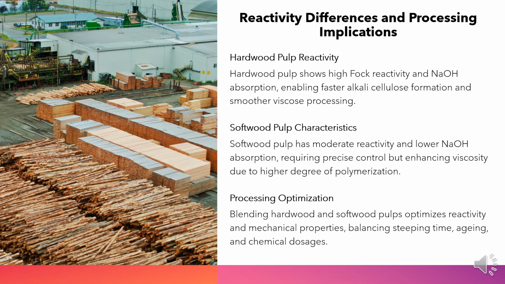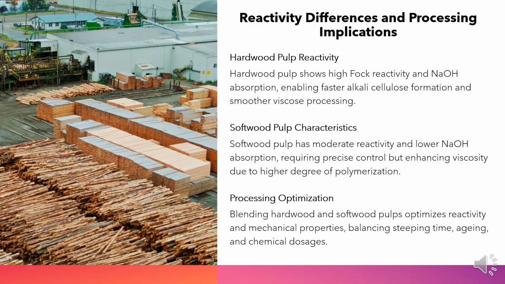Hardwood pulp typically exhibits high Fock reactivity, 65 to 75%, and higher NaOH absorption rates, 18 to 22%, resulting in faster and more complete alkali cellulose formation. These characteristics support efficient xanthation and dissolution, enabling smoother viscose preparation with fewer processing irregularities.